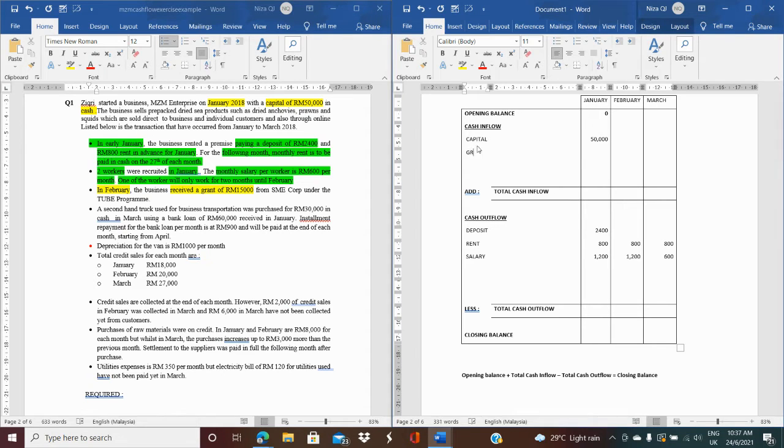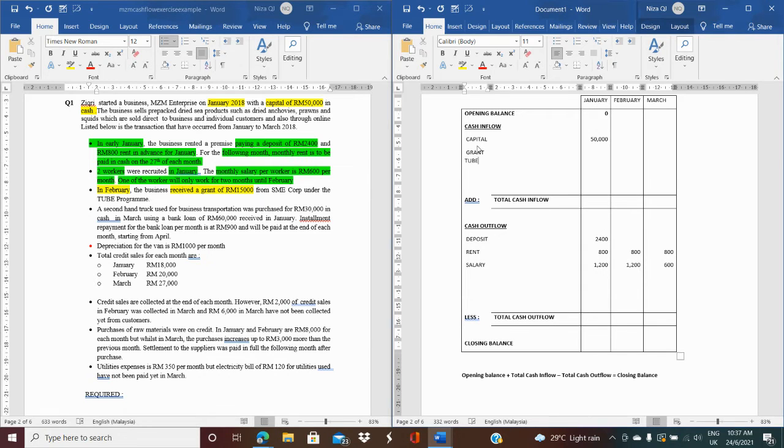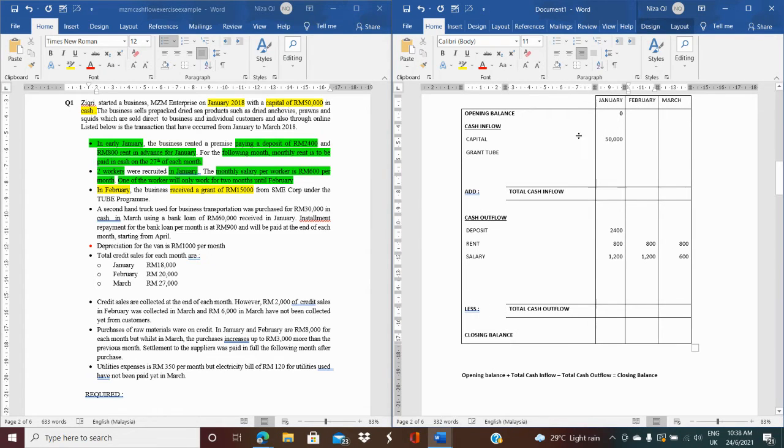Here I'm stating grant, TUBE. When did this happen? This happened in February. How much is the amount of the grant? It is 15,000. Okay, so that's settled.